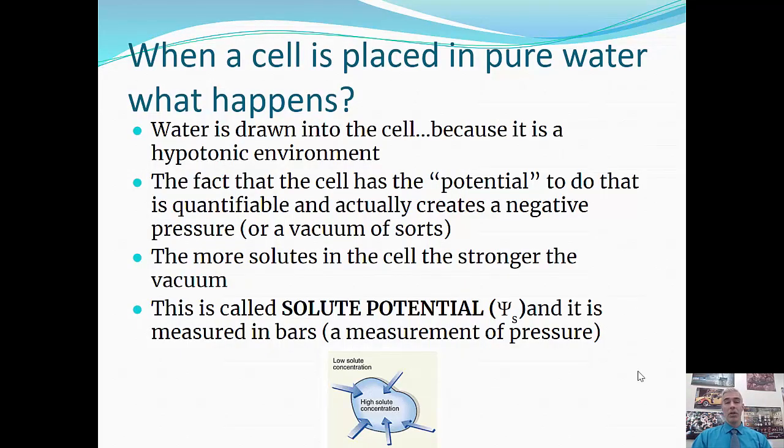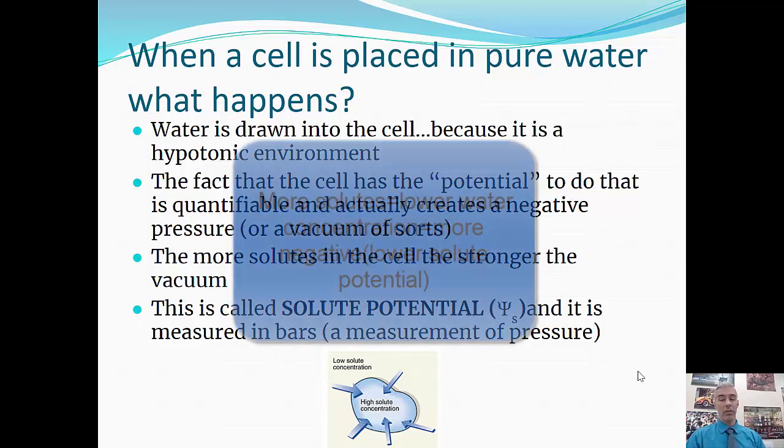So when a cell is placed in pure water, water is drawn into the cell because it's a hypotonic environment. As I said, the cell has the potential to draw water towards it, right? It's quantifiable, and it'll create a negative pressure, like a vacuum, like sucking in. Think of sucking on a straw: you're drawing water towards you. The same thing happens in this case with the cell.